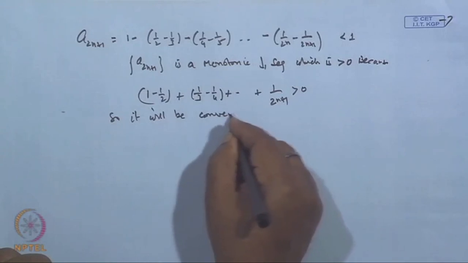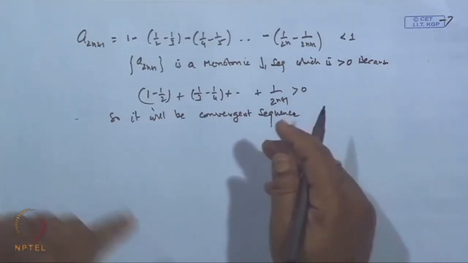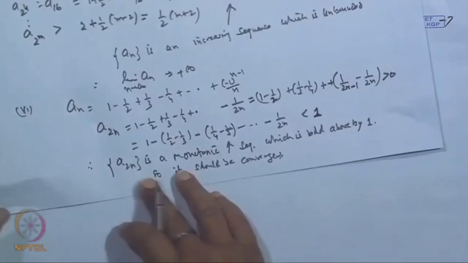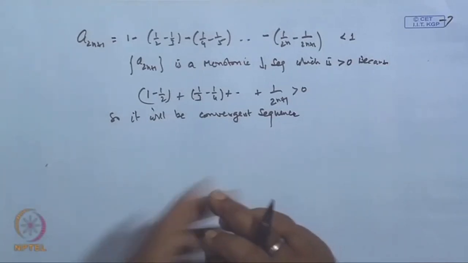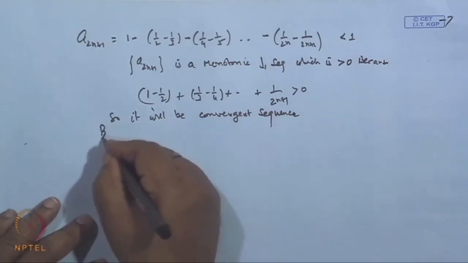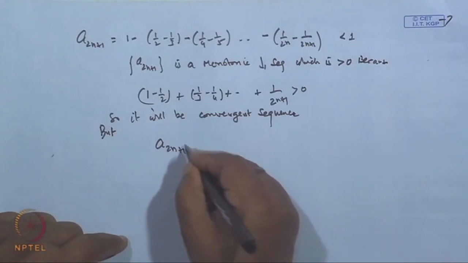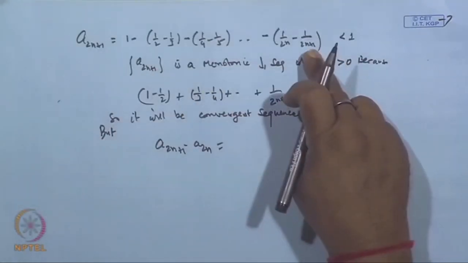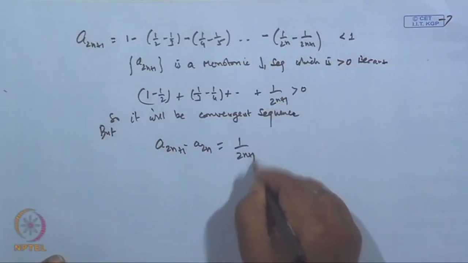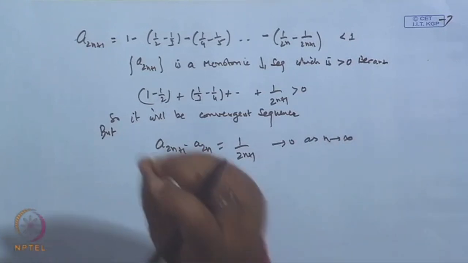So, it will be a convergent sequence. Is it not? Okay. So, the sequence with the even number of terms is a convergent sequence, and the sequence with the odd number of terms is also convergent. Then whether this will give the same limit or not, because one may get some limit and the other may get another limit. But what is a 2n plus 1 minus a 2n? If I find this difference, a 2n will be this term, a 2n plus 1 will be up to here, so only this term will be left out, 1 by 2n plus 1. And now, this goes to 0 as n is sufficiently large. It means both these sequences are basically identical.